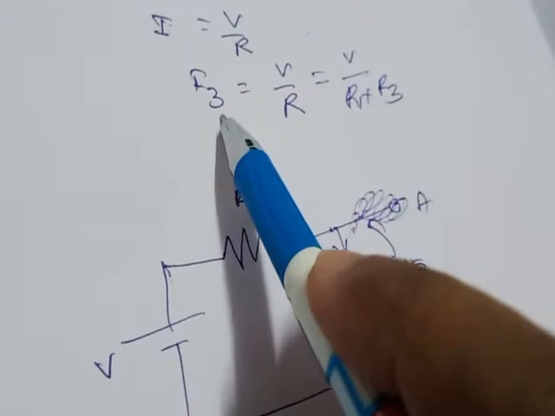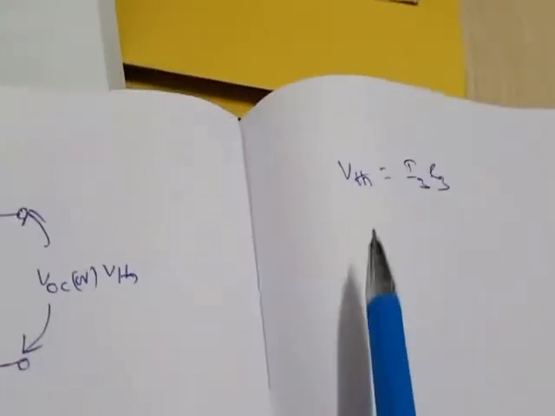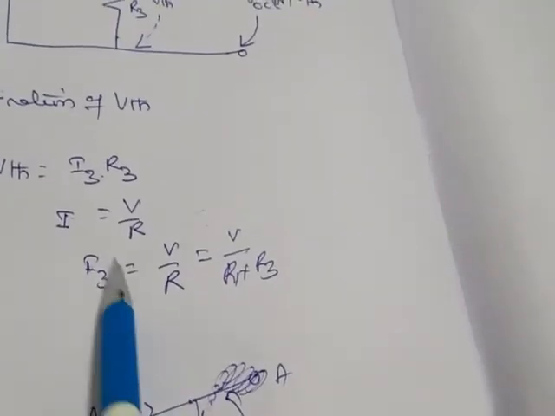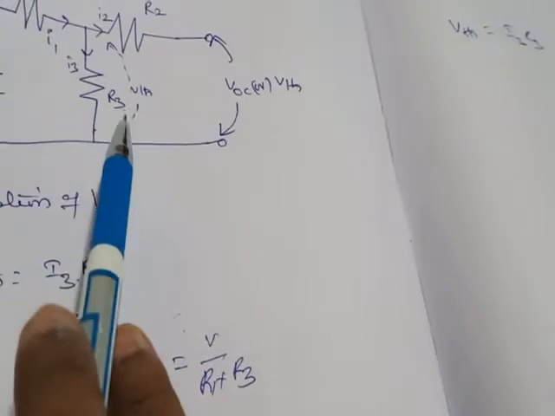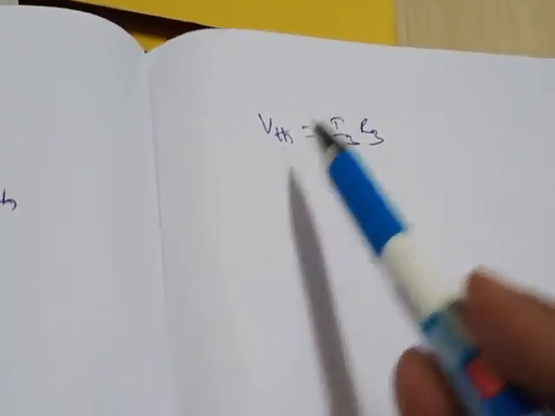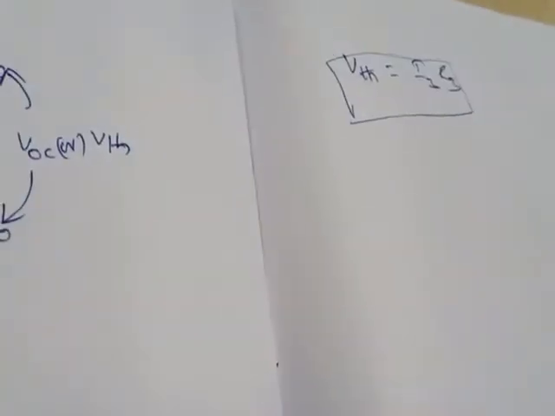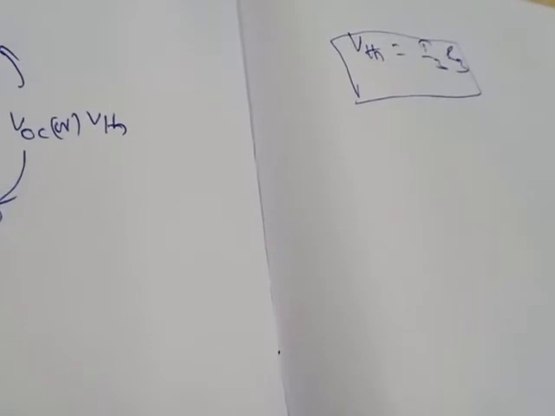So you got it as I3. Now we have to find out V. Simply you can find V Thevenin as I3 into R3. From the earlier formula you will get I3, and you already have R3. If you substitute the values of I3 and R3, you will get V Thevenin. This is how to find V Thevenin. This is your step 2. Now we will go for step 3.